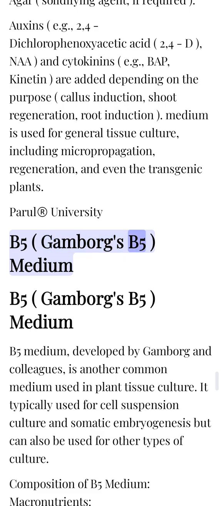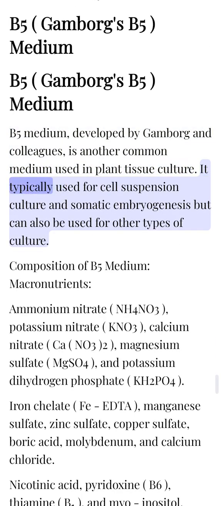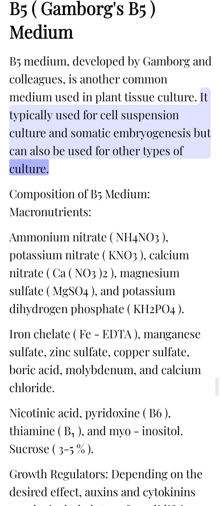B5, Gamborg B5 medium. B5 medium, developed by Gamborg and colleagues, is another common medium used in plant tissue culture. It is typically used for cell suspension culture and somatic embryogenesis but can also be used for other types of culture.